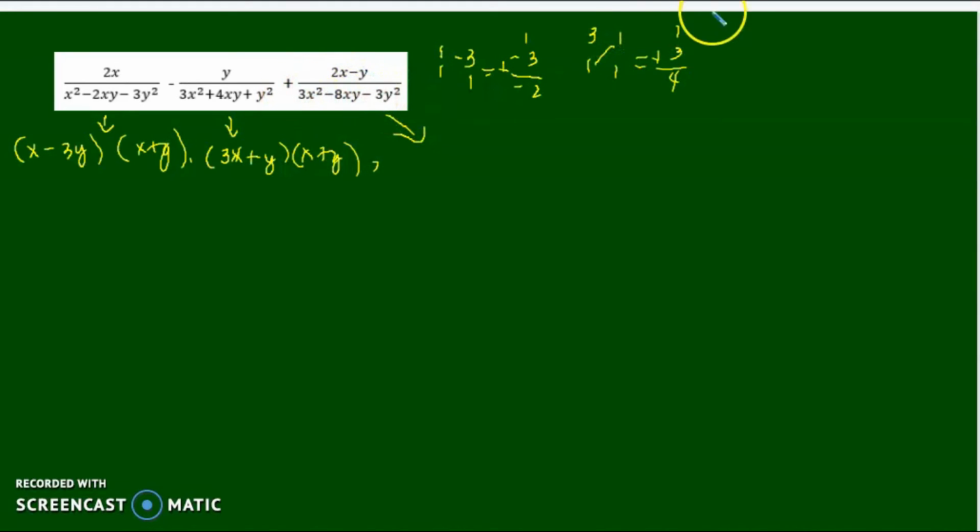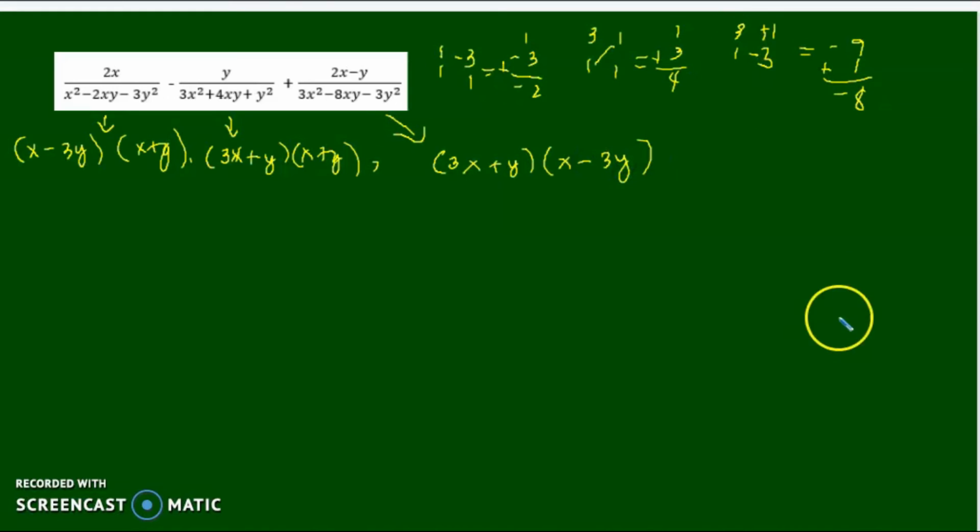Okay. Now, the last denominator. Factors of 3 are 3 and 1. Factors of negative 3: this one is negative and this must be positive 1. So, let's check. 3 times negative 3 is negative 9. 1 times 1 is 1. And then get the sum, which is equal to negative 8, which is equal to that. So the factors are 3x plus y times the quantity of x minus 3y.